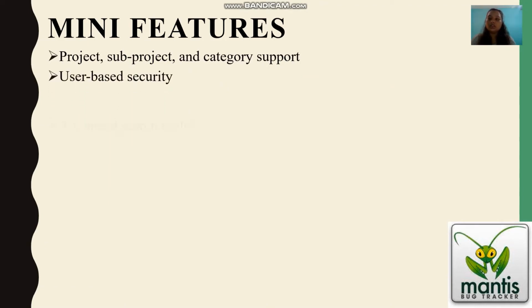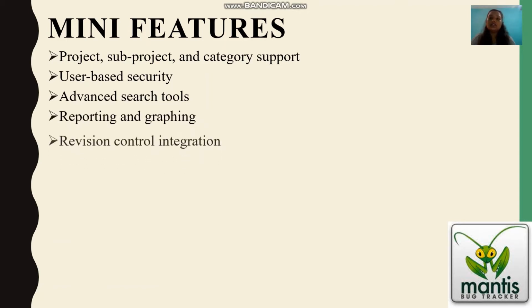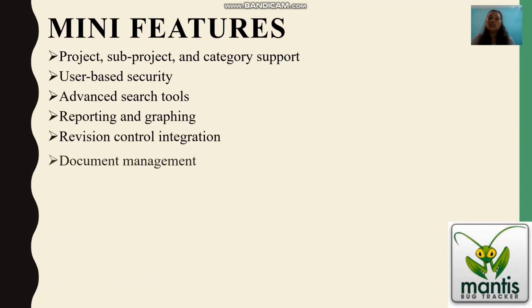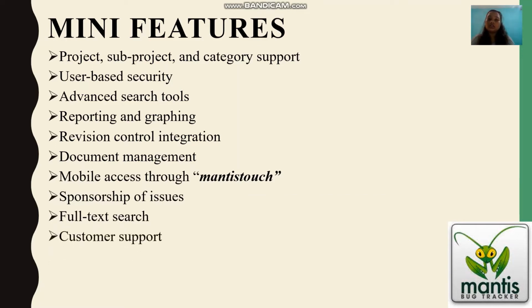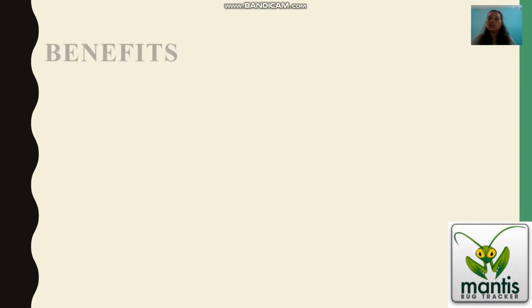Other than the above mentioned features, Mantis bug tracker has the following features: project, sub-project and category support, user-based security, advanced search tool, reporting and graphing, revision control integration, document management, mobile access through Mantis Touch, sponsorship of issues, full text search, customer support, time tracking, and release management.